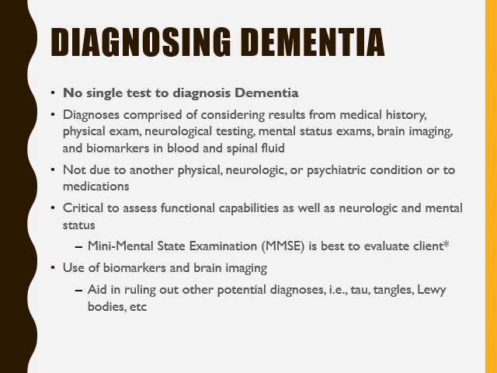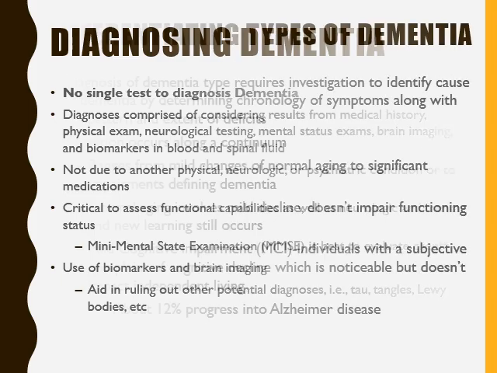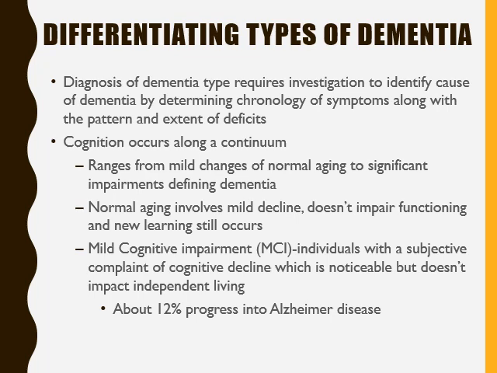We also can use biomarkers and brain imaging, so we can look and find those protein buildups and those protein synapse breaks that are there, like the Lewy bodies and the neurofibrillary tangles that are associated with Alzheimer's disease. So that's what we're going to look for when you're diagnosing your dementia. We're looking for the pattern. You're looking at the pattern of the loss of cognitive decline.